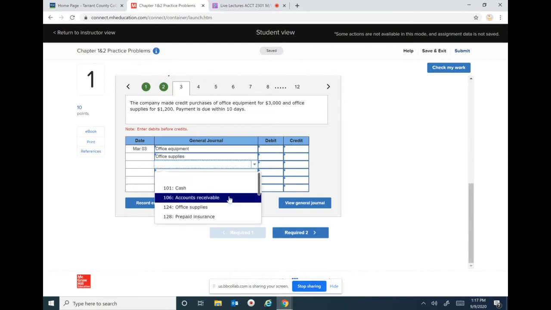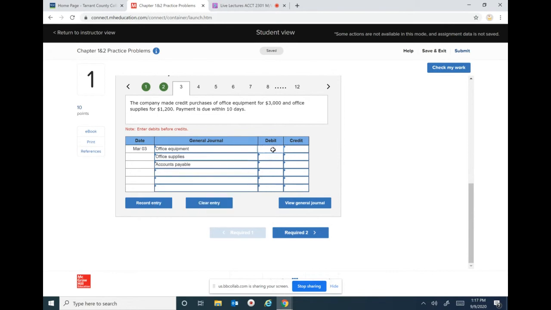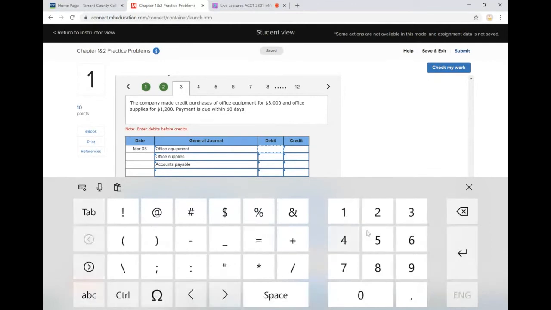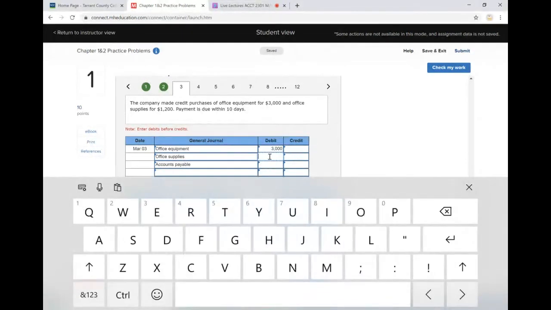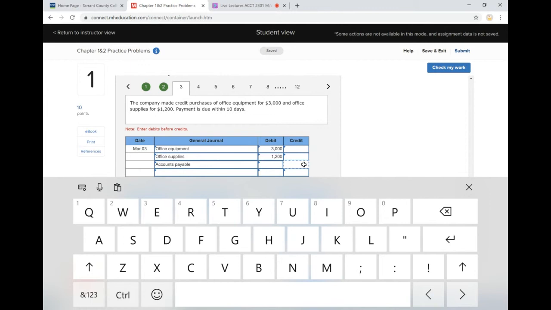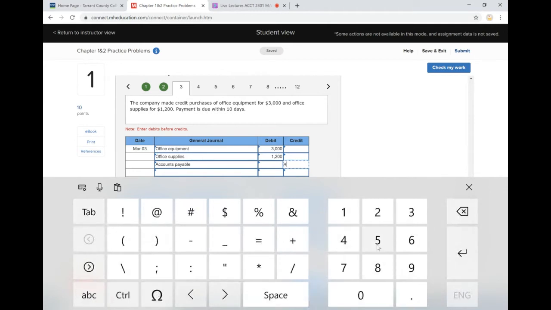On the credit side, I'm going to look for accounts payable, which is right here. So let's try to type in the numbers. Okay, so here we go. They bought $3,000. And then here they purchased $1,200 worth of office supplies. And then accounts payable, what they now have to pay within 10 days, is $4,200.